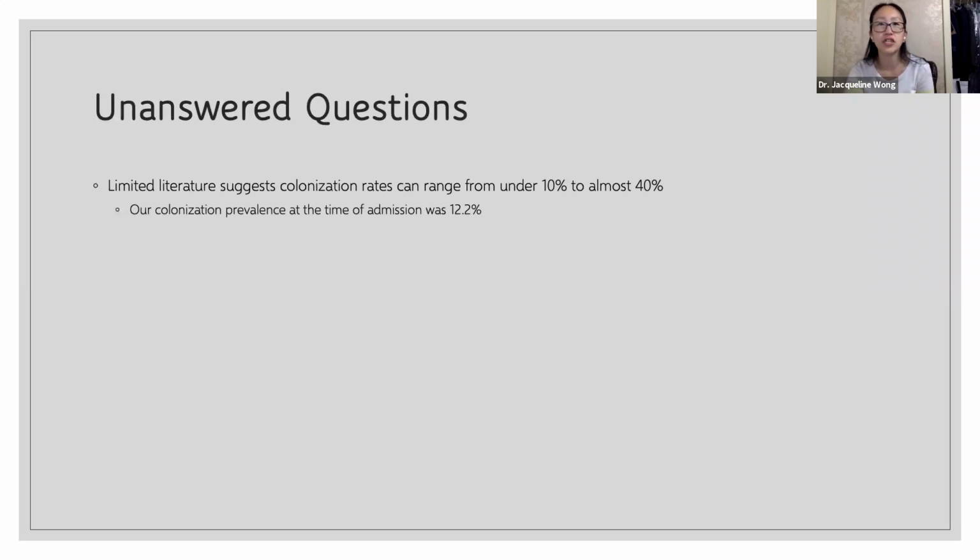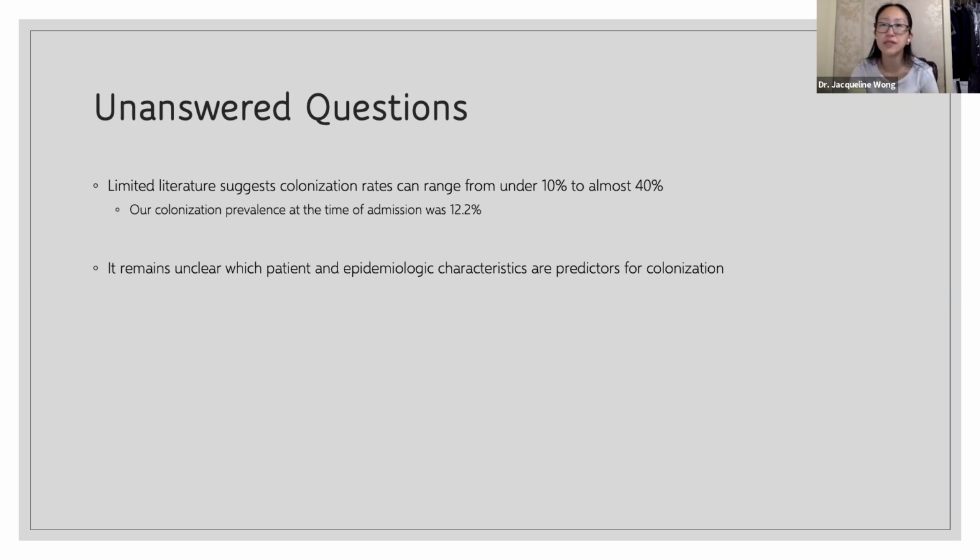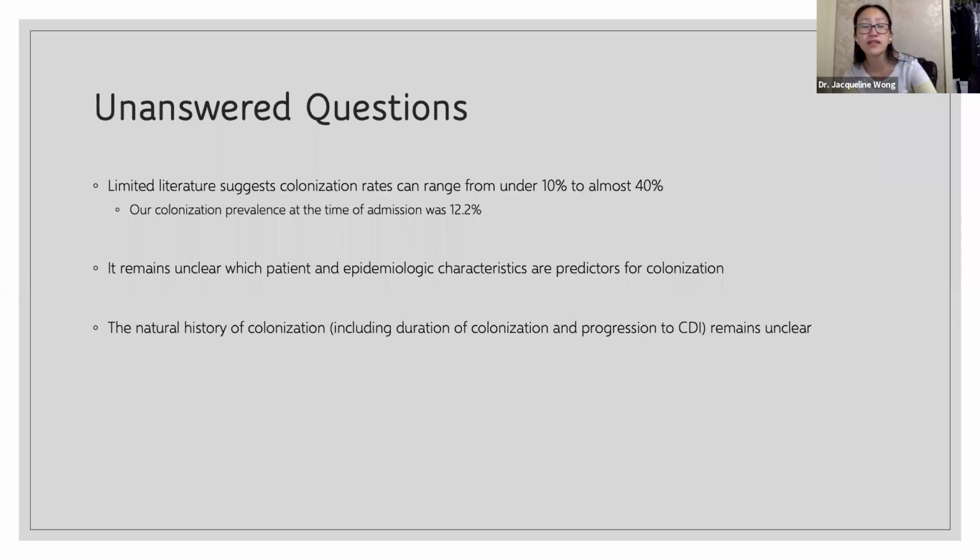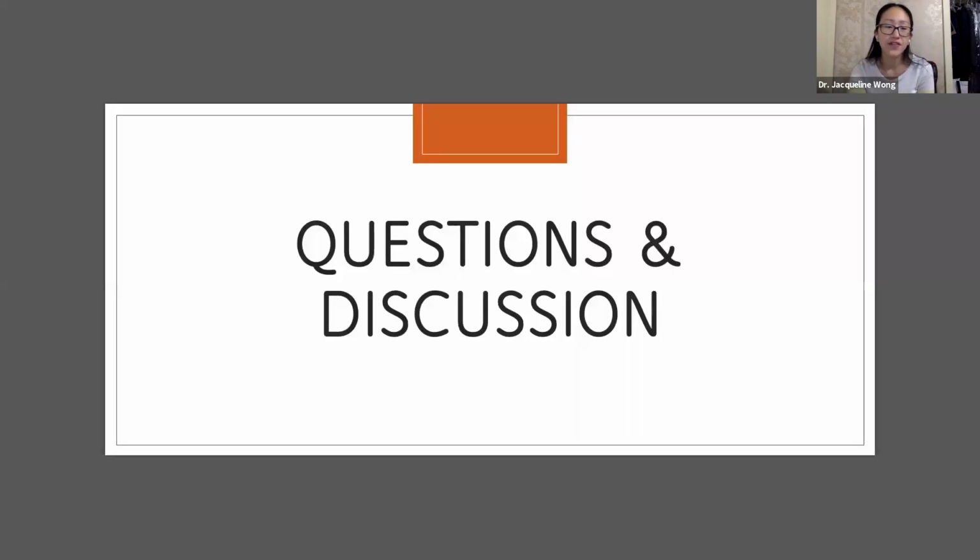The limited literature suggests colonization rates can range up to about 40%, and we found a prevalence during our short study period of just over 10%. It still remains unclear which patients and epidemiological characteristics are predictors for colonization. The natural history of colonization, including the duration and progression to CDI, remains unclear. And of course, as we highlighted at the end here, the available tests for C. difficile detection are imperfect. At this point, there may be questions and discussion, but I'd also like to hand it over to Yingfu.